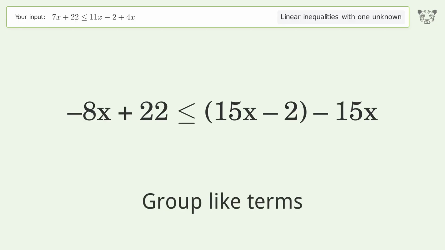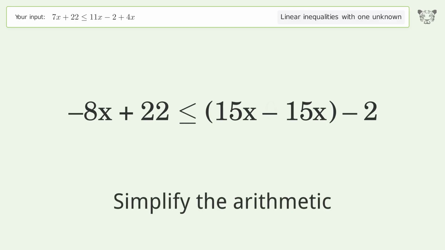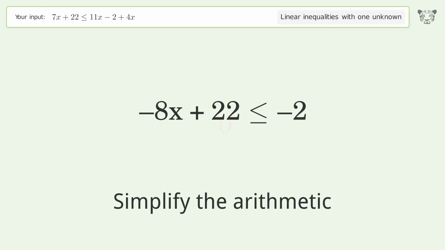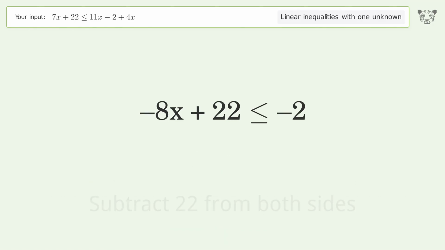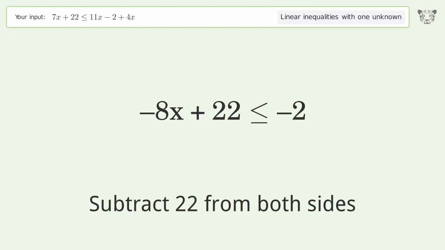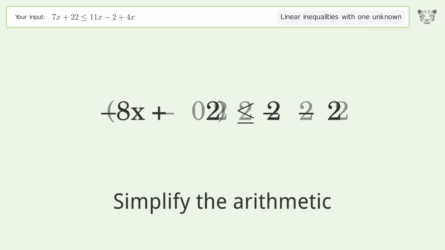Group like terms. Simplify the arithmetic. Group all constants on the right side of the inequality. Subtract 22 from both sides. Simplify the arithmetic.